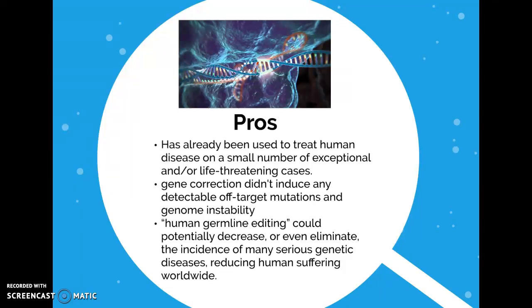CRISPR has already been used to treat human disease in a small number of exceptional and/or life-threatening cases. Gene correction didn't induce any detectable off-target mutations and genome instability. Human germline editing could potentially decrease or even eliminate the incidence of many serious genetic diseases, reducing human suffering worldwide.